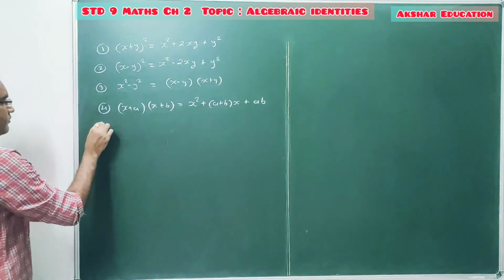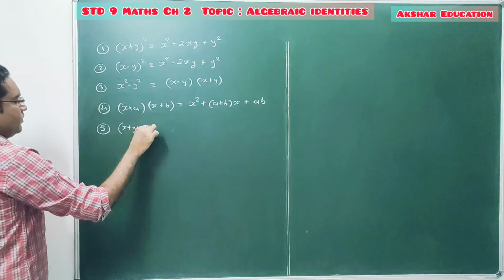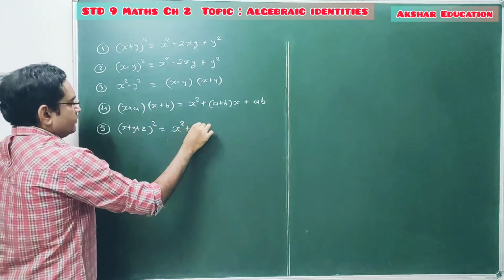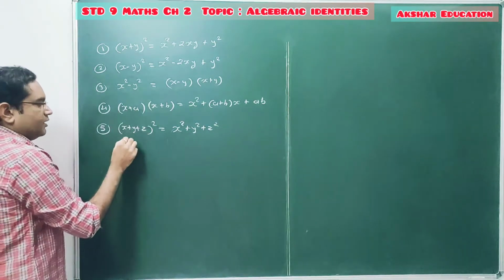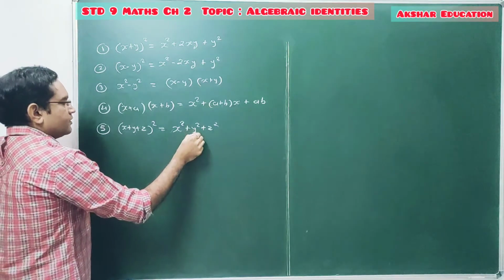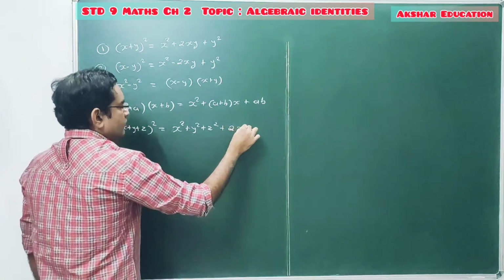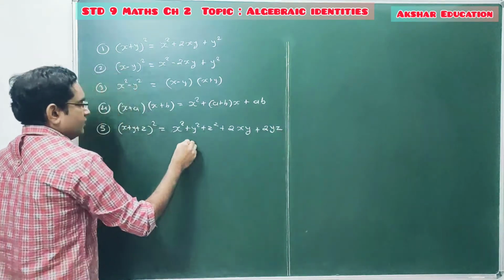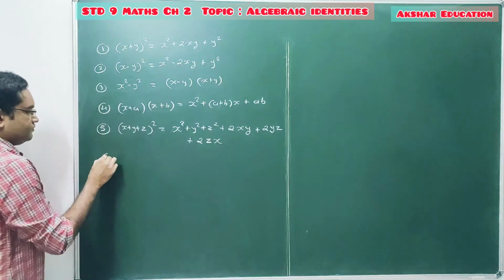The next one is x plus y plus z whole square, which is equal to x square plus y square plus z square. It is a square of trinomial. 3 terms are there, first term, second term and third term. So it's the first term square plus second term square plus third term square plus 2 into first into second term plus 2 into second into third term plus 2 into third into first term.